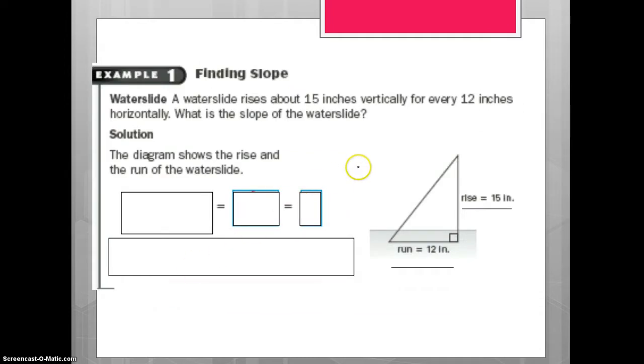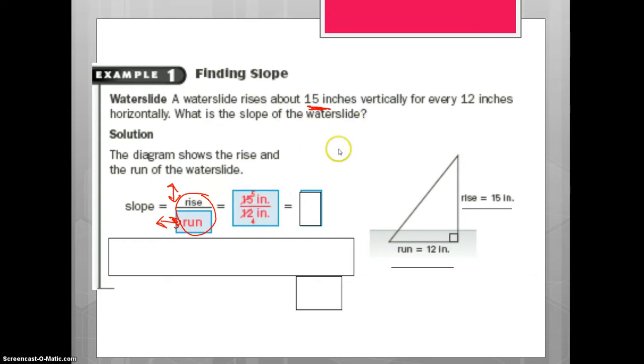Finding slope. A waterslide rises about 15 inches vertically for every 12 inches horizontally. First of all, you need to understand that slope is rise over run. So this is very important. Rise over run. You will hear me say this a lot. Remember, that is your vertical change over your horizontal change. So rise is about 15 inches vertically, so that's in your numerator, and 12 is in your denominator. So just write down 15 over 12.